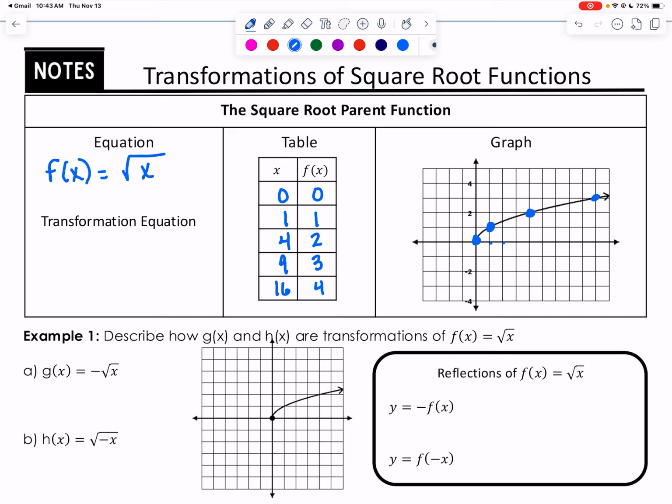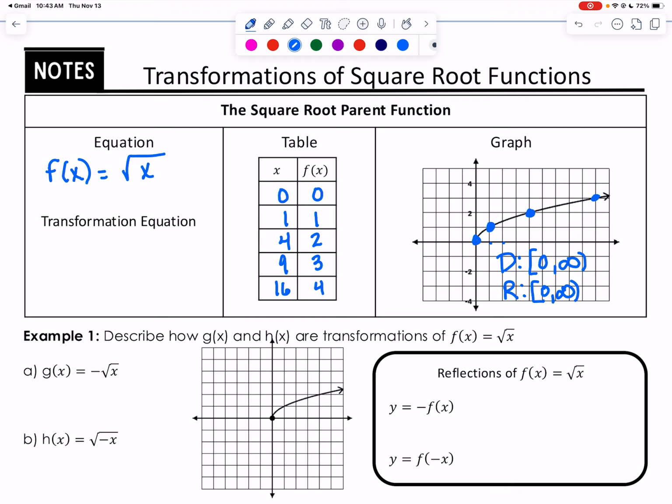What I want you to notice, though, is the domain is restricted. It is not all real numbers. The domain of the square root function starts at 0 and continues to infinity, which means the range is also 0 to infinity for the square root parent function.